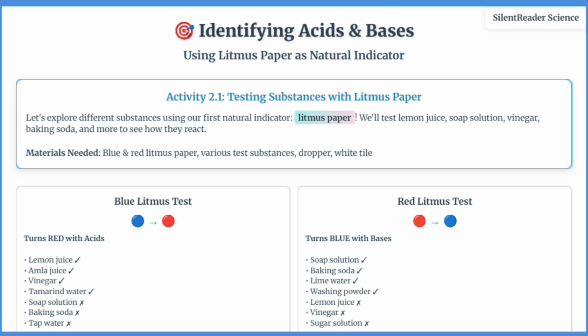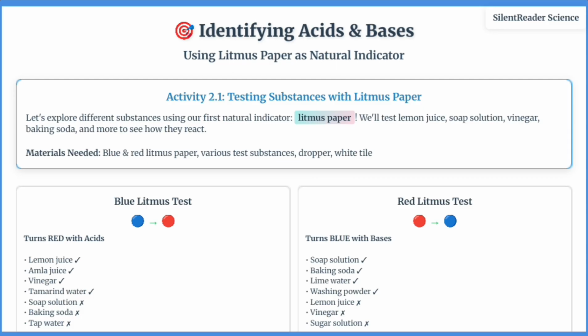Let's begin our exploration with Activity 2.1, using litmus paper as our first natural indicator. Litmus is extracted from lichens, amazing organisms that are partnerships between fungi and algae. We'll test various substances like lemon juice, soap solution, vinegar, and baking soda. When we add lemon juice to blue litmus paper, it turns red, indicating acidic nature.